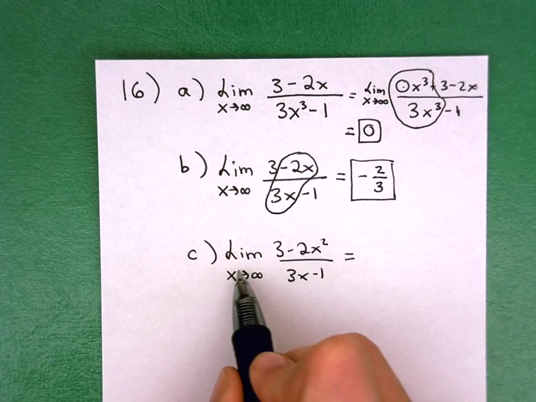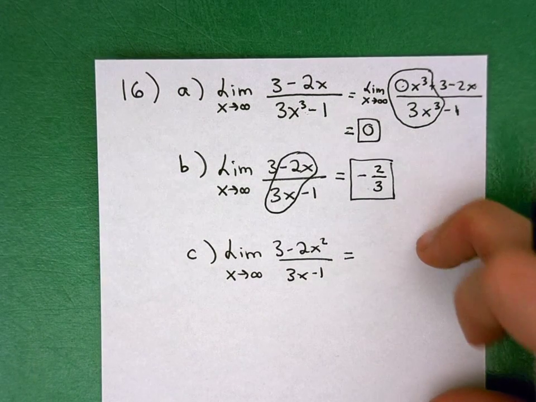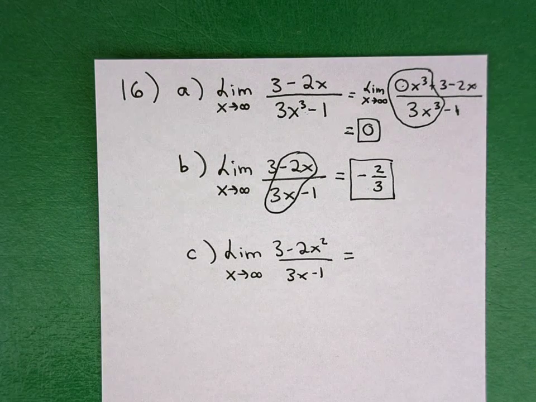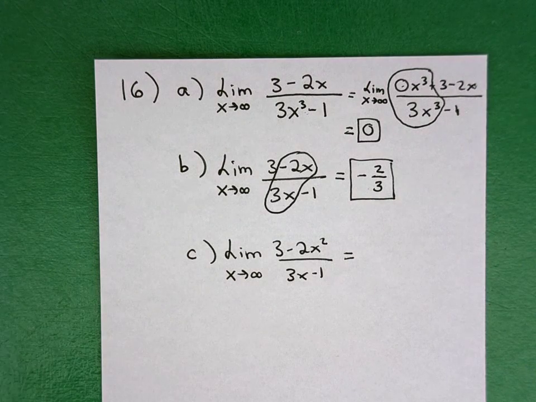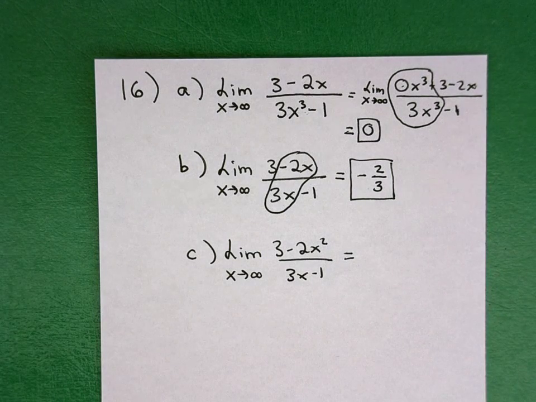And then in C, we have the limit as x approaches infinity of 3 minus 2x squared over 3x minus 1. Okay, and so for this one, our highest power is located in that numerator, right? We have an x squared up here. But when we're looking at our denominator, there's no x squared down there. There's actually, if you want to think of it this way, a 0x squared.